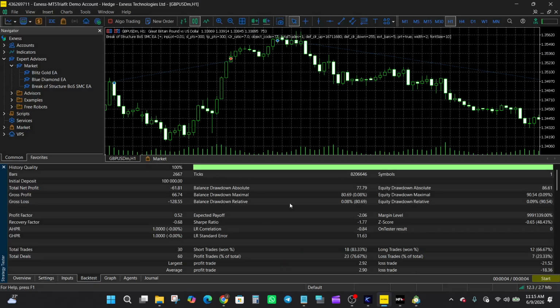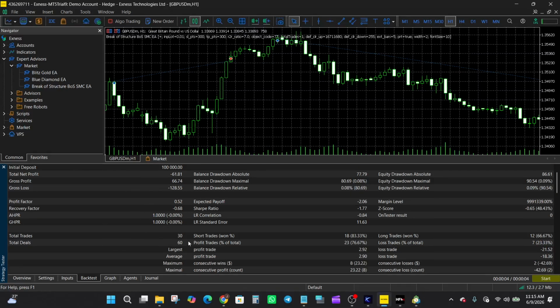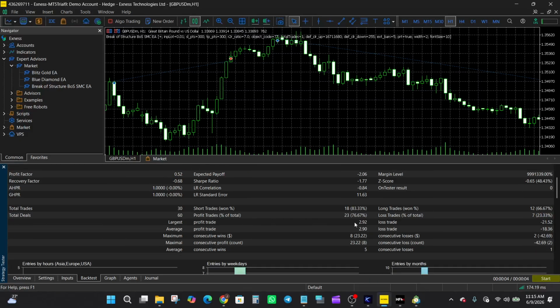All right, so looking at the results here, we can see that initial deposit was $100,000, total net profit was negative 61.81, and the total trades taken were 30, short trades were 18, 83.33% win rate, long trades were 12, 66.67% win rate. The largest profit was 2.92, largest loss was 21.52, average profit 2.9, average loss 18.36.